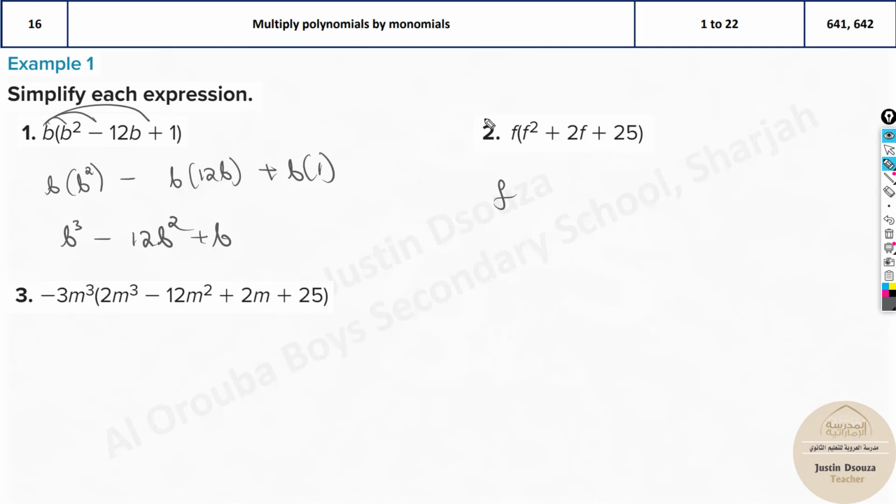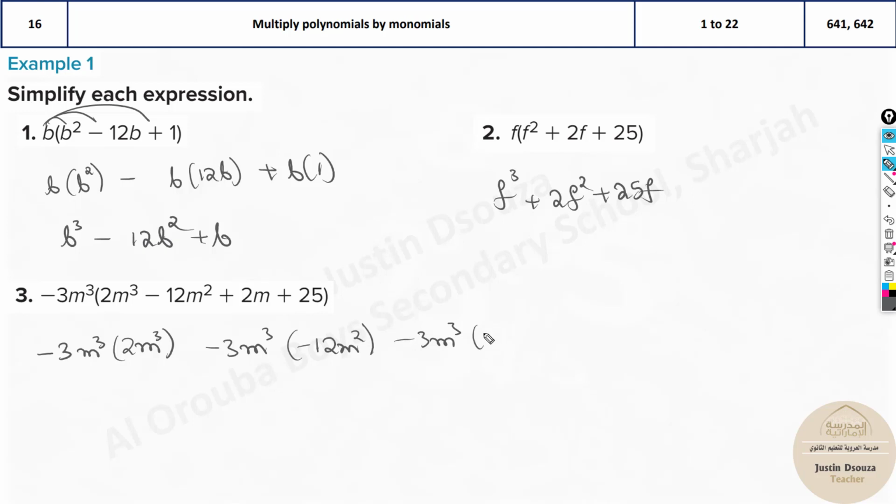Same thing over here. You need to write all the specified details, but I'll just write the answer. It will be f cubed plus 2f squared plus 25f. That would be the answer. Same thing over here. Now, this is a big term, but it's fine. You can do minus 3m cubed times 2m cubed. Now, everywhere you have to multiply minus 3m cubed. Times what is this? Again, it's minus over here, minus 12m squared. And then minus 3m cubed times 2m, minus 3m cubed times 25.